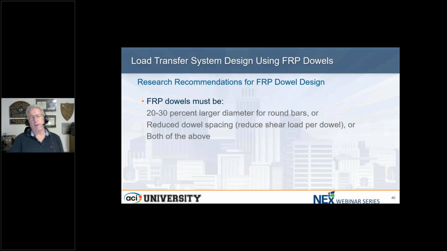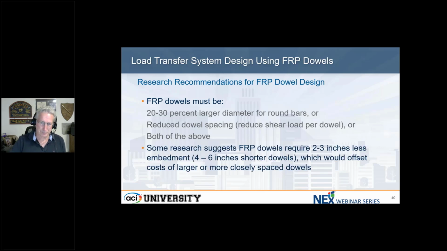If we summarize all that and look at all the research in the literature, which I haven't gone through all of here, the bottom line is researchers have concluded that in order to be equivalent, FRP dowels need to be 20 to 30% larger diameter than round dowels, or you have to reduce the dowel bar spacing from 12 inches to maybe 8 inches or even 6 inches, because that reduces the amount of load per dowel, and that would then reduce the relative deflection per dowel. Or you do both of the above. Okay, that would be the research recommendations historically.